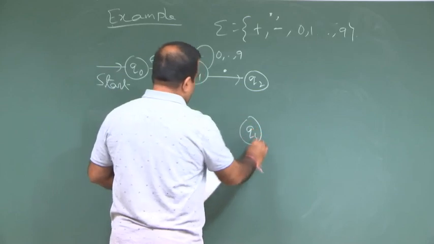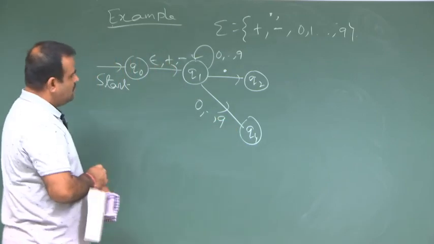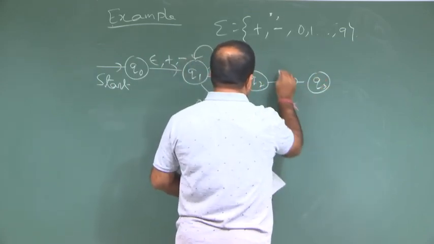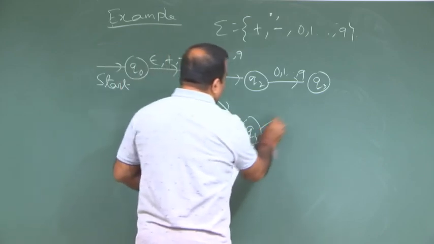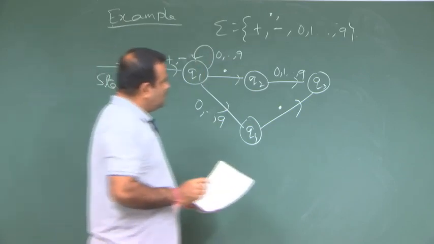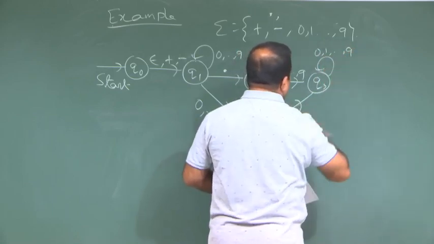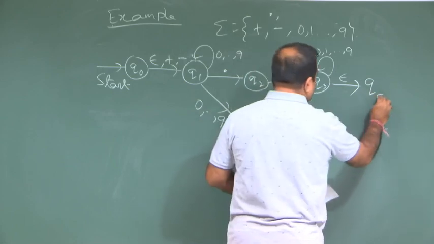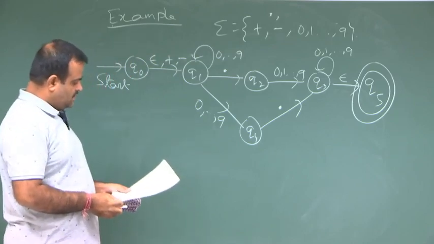And here, q4, if we see a digit, any of the digits 0 to 9. And then from q2 again, if we see a digit 0 to 9, we go to q3. And from q4, if we see a dot, we go to q3. And from q3, if we see another digit, we will be at q3, and then by the epsilon move we can go to q5, and this is our final state.